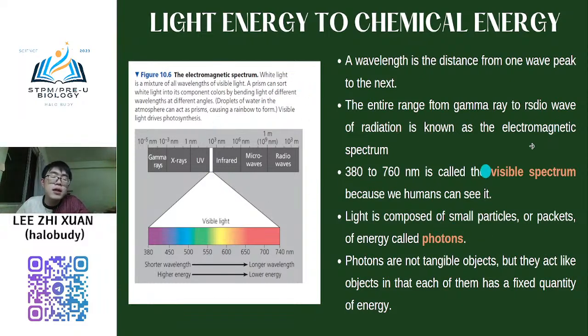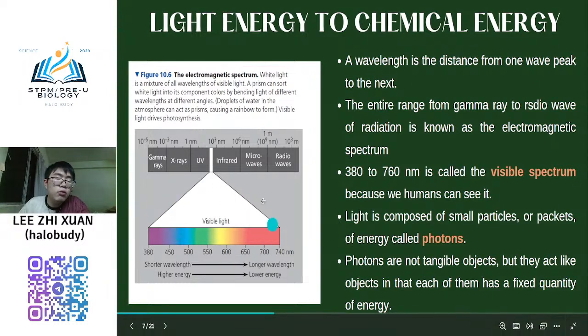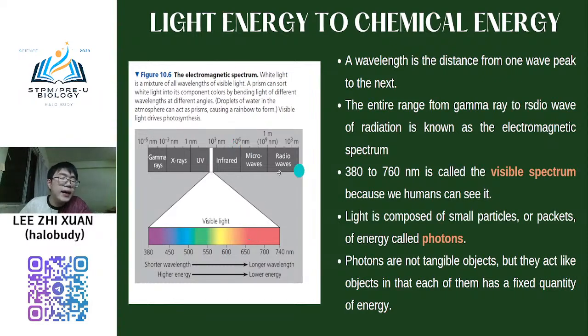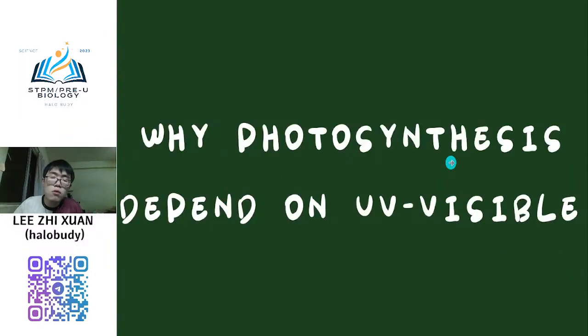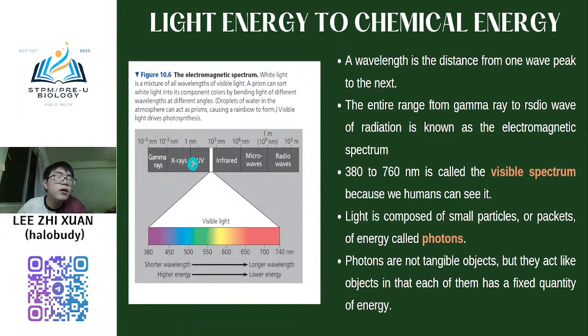Okay, this is just an introduction. I just want to mention that in our plant, the chlorophyll will only absorb visible light. The other light the plant will not absorb. So why does photosynthesis only depend on visible light? Why can it not use gamma ray? Why not X-ray? Why can the plant not absorb X-ray?